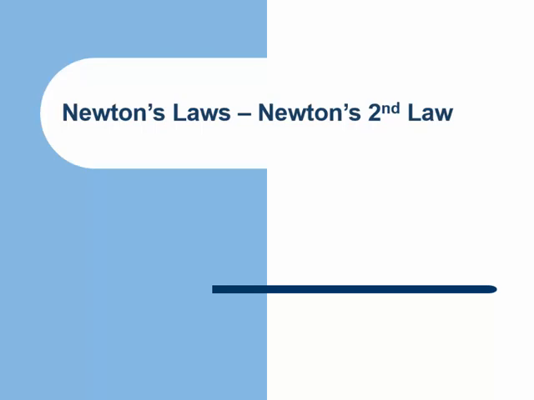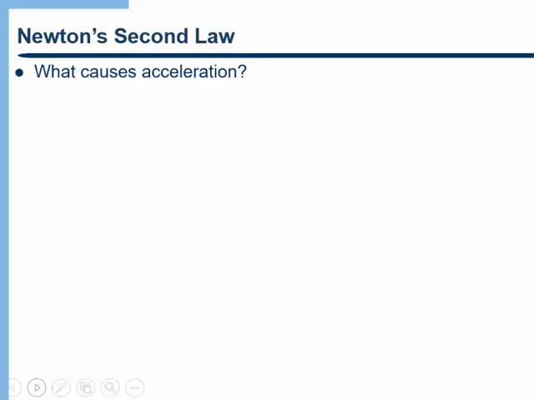In this video, we're going to continue to talk about Newton's laws of motion. Specifically, this time we'll be introducing Newton's second law. Newton's second law answers the following question: what causes acceleration? So if we have an object and it's accelerating, what's causing that? What does the acceleration depend on?